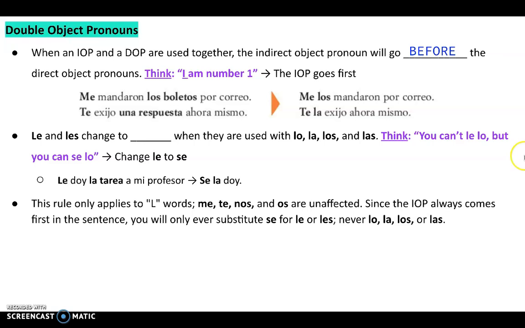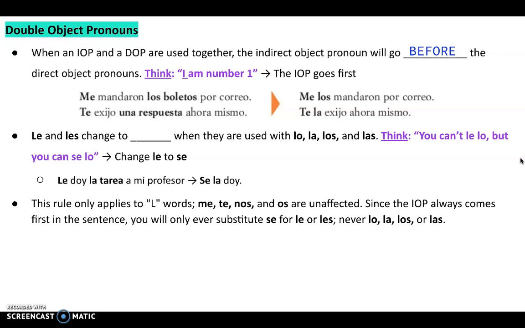And so just a reminder, guys, since we have one verb here, mandaron, we only have one option for where we can put both of these. Both must go before the verb. Okay. But if we were to have two verbs, we could put both attached, and we're going to talk about that shortly.